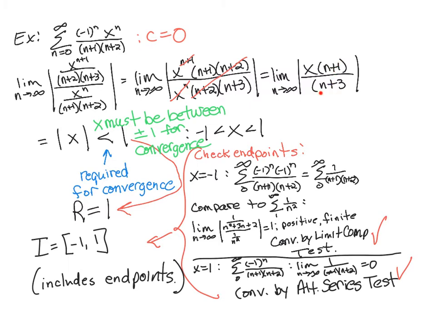And the n's cancel, and we get 1 times x. And here is after you take the limit. Now remember, the ratio test says that you're convergent for the absolute value and the limit being less than 1. So the less than 1 part comes after the limit, and this is what's required for our series to converge.